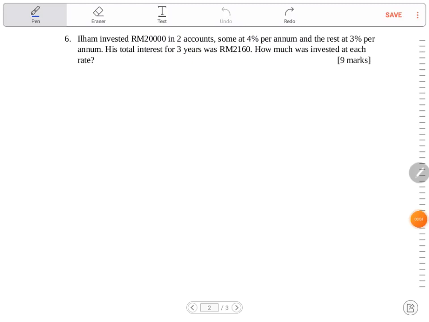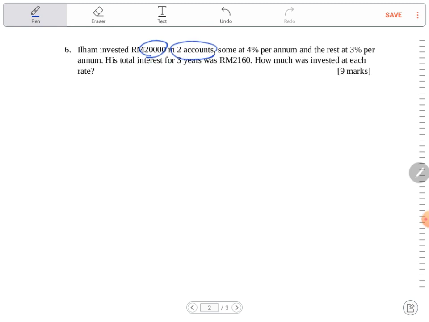Okay, sekarang untuk soalan nombor 6 pula kan. Kita baca ya. Ilham invested 20,000 into two accounts. So the question does not state how much in account 1 and how much in account 2. Right? So we don't know. So let's say the first account is account A. The second account is account B.